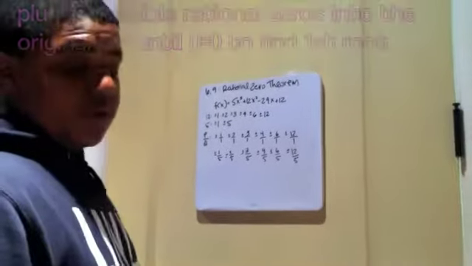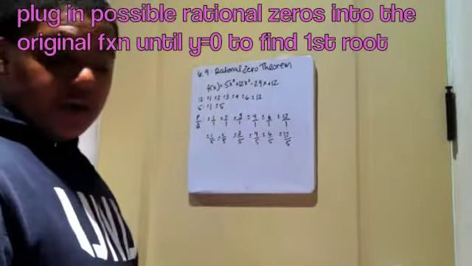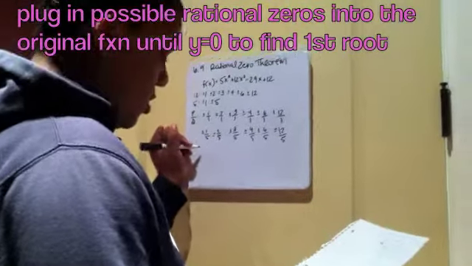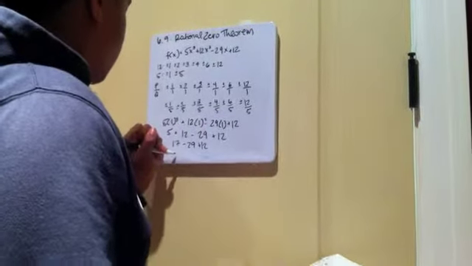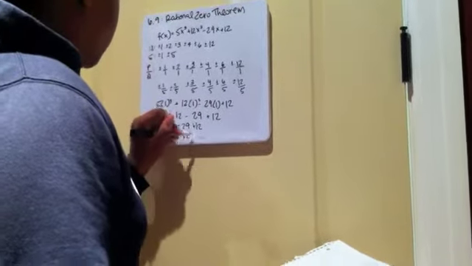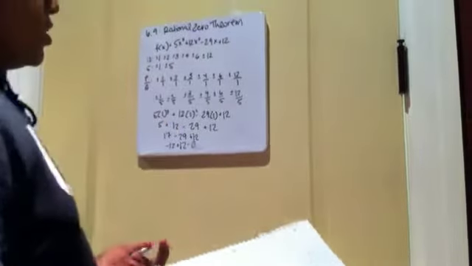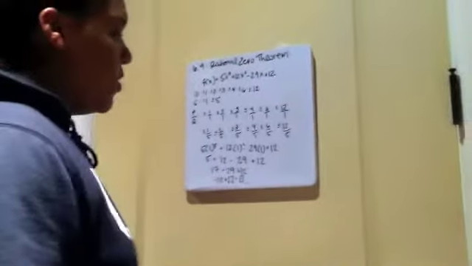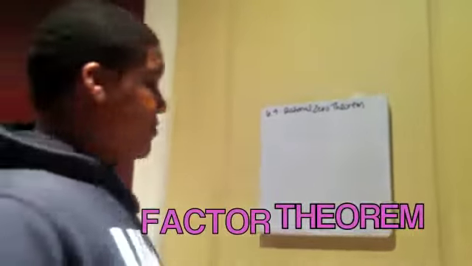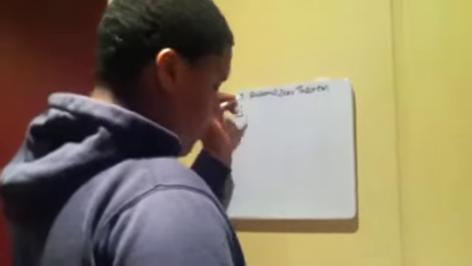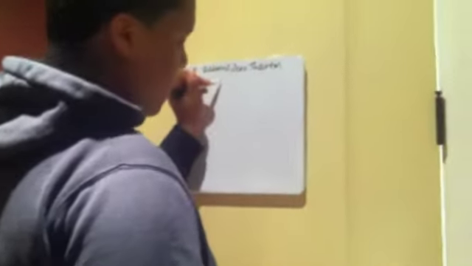And now we find the first root. So we plug in any possible numbers until y equals 0. So we'll start at 1. 17 minus 29 is negative 12, plus 12 equals 0. So luckily with the first try we got 1, so 1 is the first root. Since we found the first root, now we're using the factor theorem to find the remaining roots. So we box off 1 and write out the numbers that were in the polynomial.